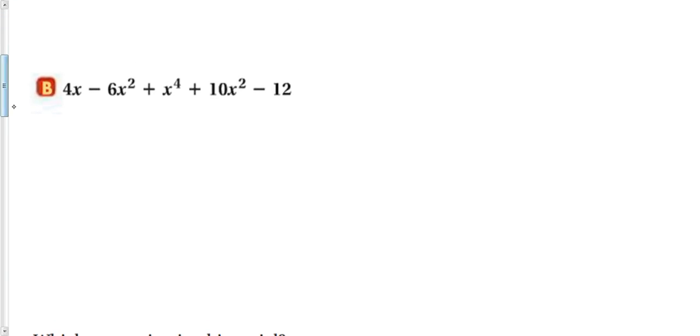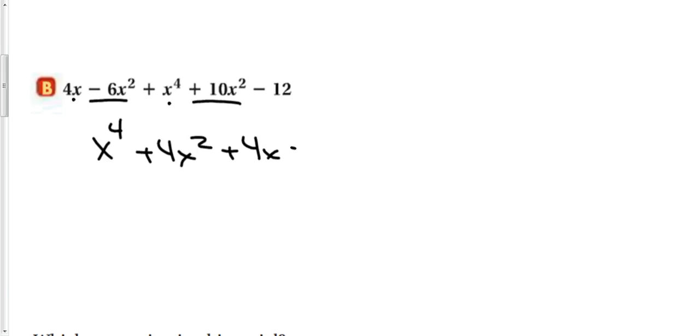Down here for B, rearrange it with the biggest exponent first. The biggest one is x to the 4th. Okay? There is no x to the 3rd. That's okay. Then I have negative 6x squared and 10x squared. Those are like terms. We can put them together. So that turns into 4x squared. Now, of course, when you're adding like terms, don't forget that the exponents stay the same. Only thing that changes is the coefficient. Plus my 4x that was out front right there, minus 12.